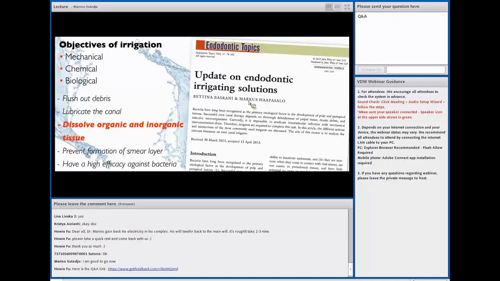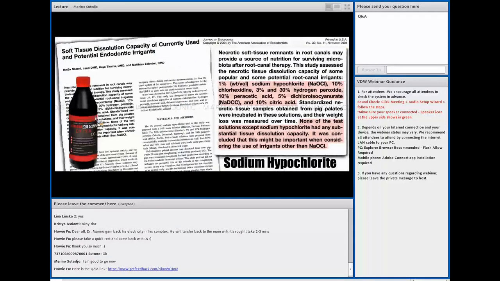We need to understand the bottom line of the objective of our irrigation: we need to dissolve any organic and inorganic tissue, because if we leave some tissue there, it will become nutrition for the bacteria to grow. Bacteria need the protein that they can get from the tissues that we leave behind inside our root canal systems. Therefore, sodium hypochlorite by chance is the only material that can kill bacteria and dissolve tissue.